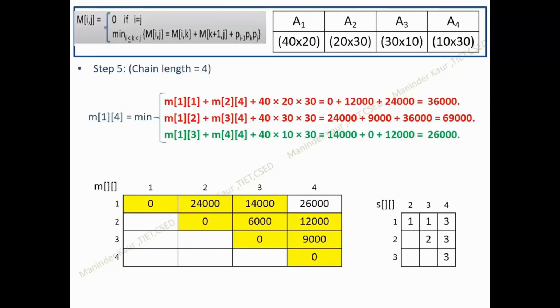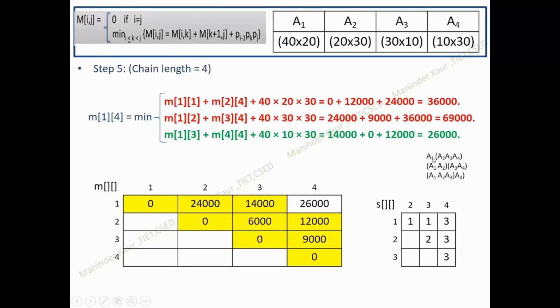Now moving further, for chain length equal to 4, we will again try this algorithm. M1,4 means we are involving all four matrices: A1, A2, A3, A4. What are the possible orders? A1 multiplied by A2 A3 A4, then A1 A2 multiplied by A3 A4, then A1 A2 A3 multiplied by A4. Three groups are there because we have to find the minimum out of these cost values, which would be involved in the internal algorithm manipulations.